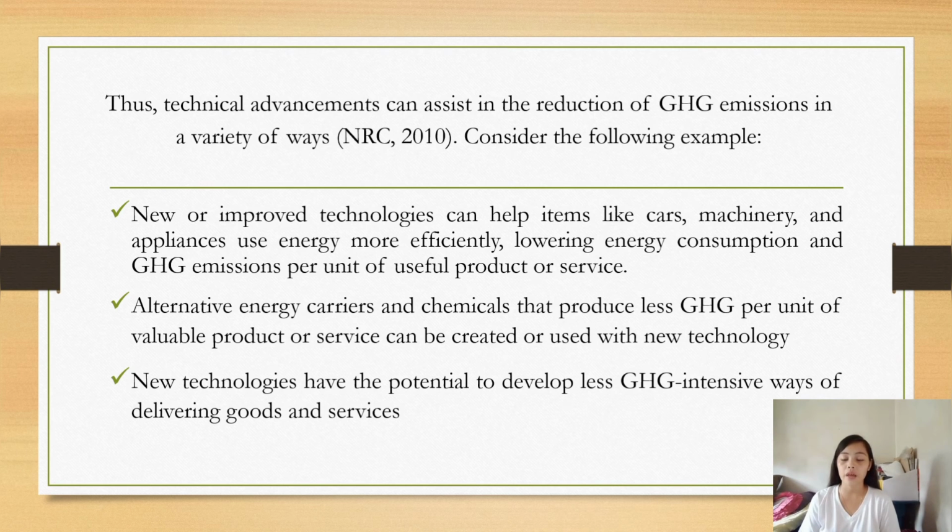Second, alternative energy carriers and chemicals that produce less greenhouse gas per unit of valuable product or service can be created or used with new technology, such as renewable energy resources or new low nitrogen fertilizers. Third, new technologies have the potential to develop less greenhouse gas intensive ways of delivering goods and services, such as by using substitute products or materials that have lower greenhouse gas emissions, or by facilitating larger system-wide changes, such as replacing automotive and air travel with teleconferencing and telecommunicating.